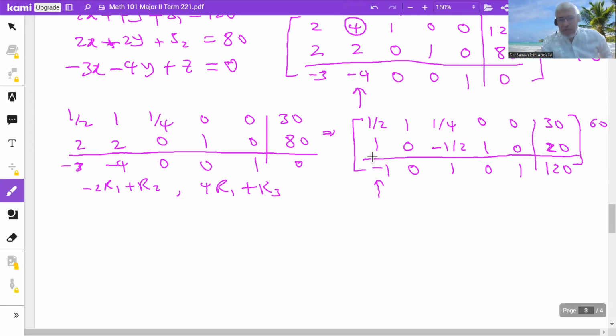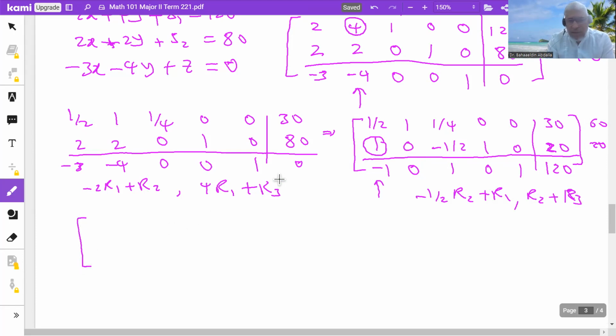And when I divide 20 by 1, I get 20. Which is smaller? 20. So this number would be the pivot element. I need to make it 1. It is already 1. So I need to use it to make negative 1 and half zeros. How to do that? Negative half R2 plus R1 will make half 0, and R2 plus R3 will make this one 0. So now I will get the final tableau.